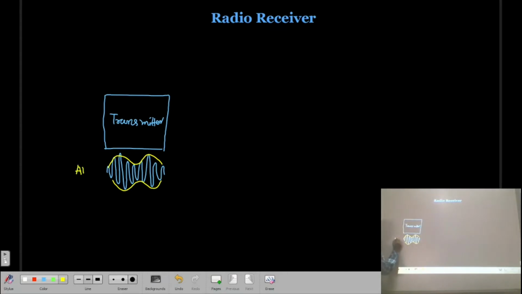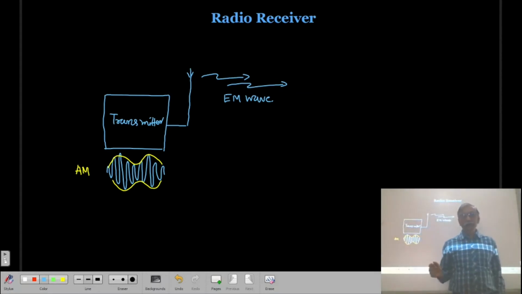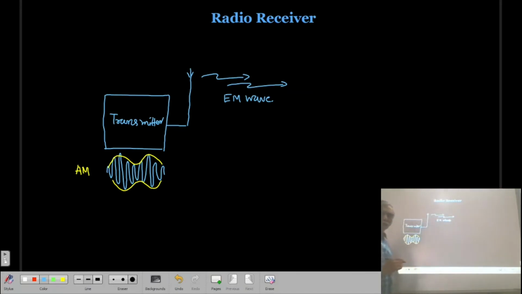Now it can also be FM modulation, that is, frequency modulation. After this modulation, the signal is given to a transmitting antenna, and the transmitting antenna converts your electrical signal into an electromagnetic wave. This is the electromagnetic wave. This electromagnetic wave propagates into the air, and on the other hand, we are receiving the signal.